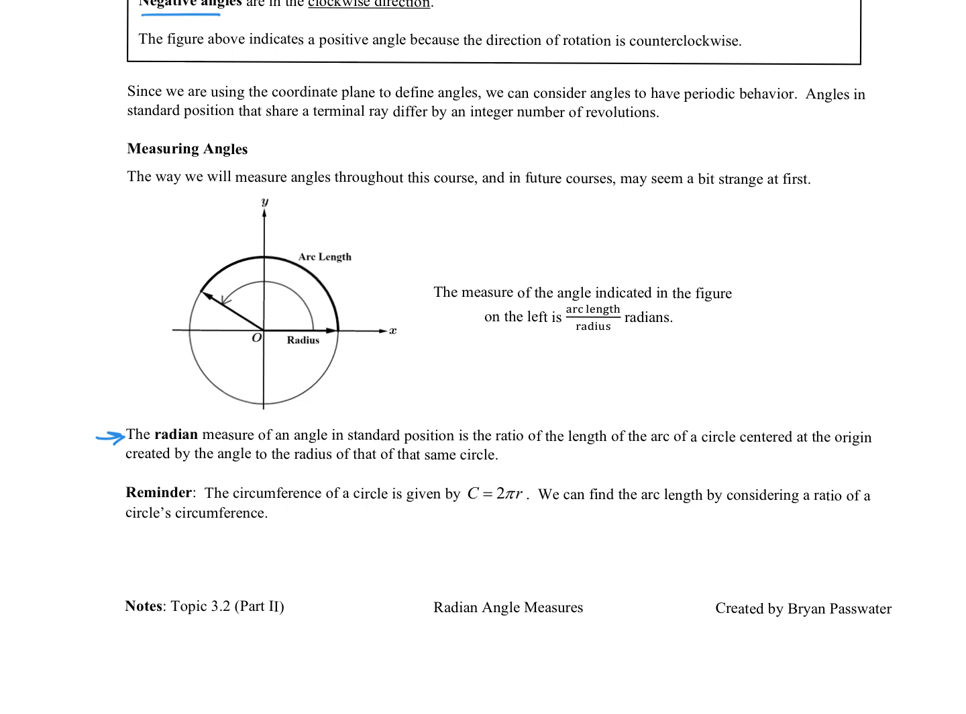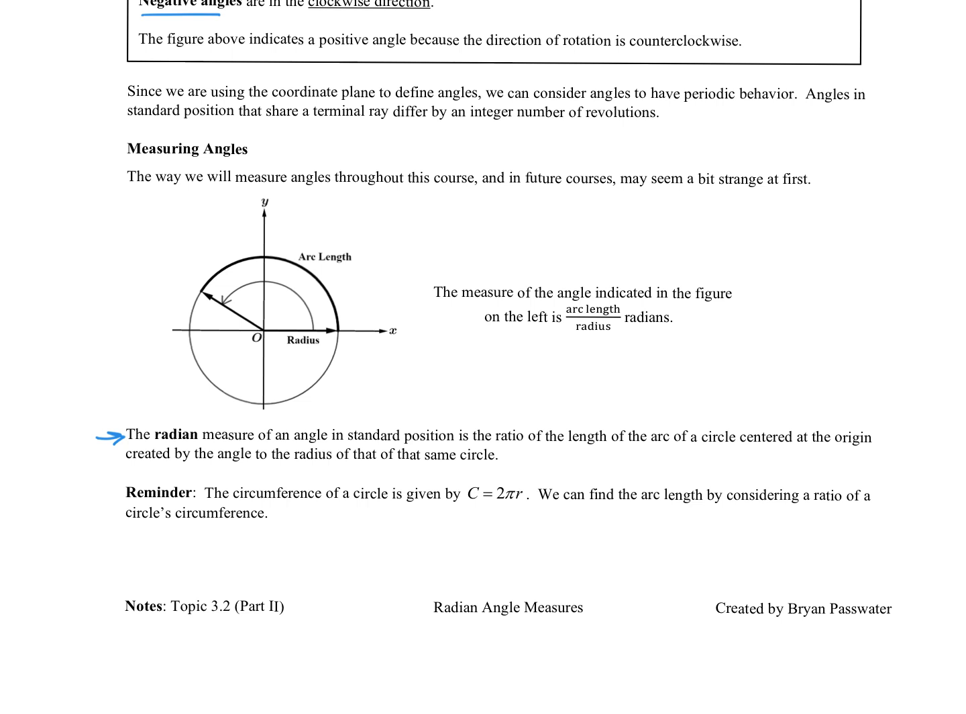The radian measure of an angle in standard position is the ratio of the length of the arc of a circle centered at the origin created by the angle to the radius of that same circle. So again, our angle measure is our arc length over our radius.